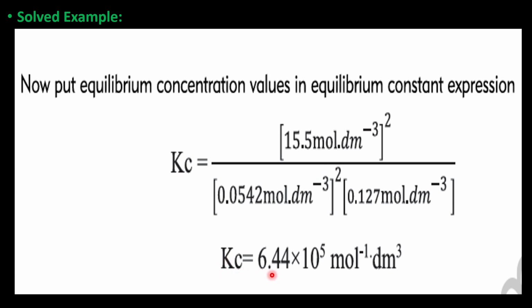So we have put all the values and we have solved. So Kc is equal to 6.44 into 10 raised to the power 5, and when we calculate the unit, it will become mole inverse. It means that the remaining over here is mole, and for dm cube the remaining is power 3. So this is the solution for Kc when the concentrations of reactants and products are given. So you can determine the value of Kc like this.